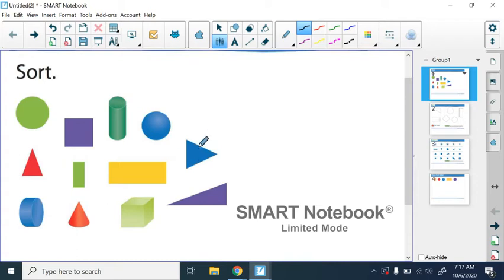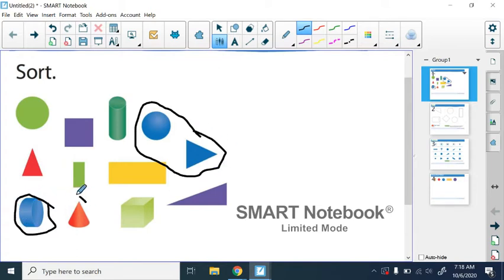Maybe you wanted to sort them by color. So maybe you could put all of the blue shapes into one group, all of the red shapes into one group.